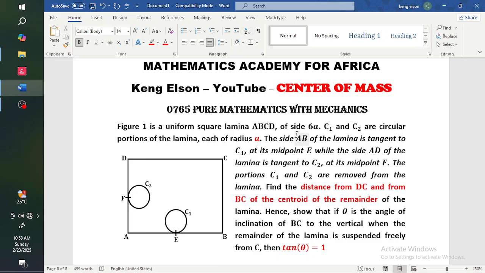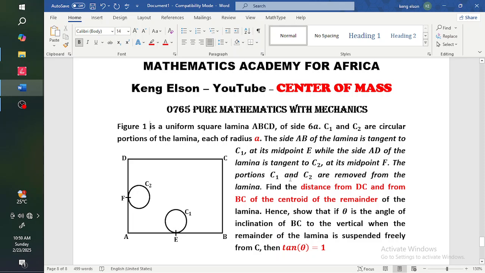So here we are going to be looking at pure math with mechanics paper 3, equation on center of mass. The equation reads, figure 1 is a uniform square lamina ABCD of side 6A. C1 and C2 are circular portions of the lamina each of radius A. The side AB of the lamina is tangent to C1 at its midpoint E, while the side AD of the lamina is tangent to C2 at its midpoint F.